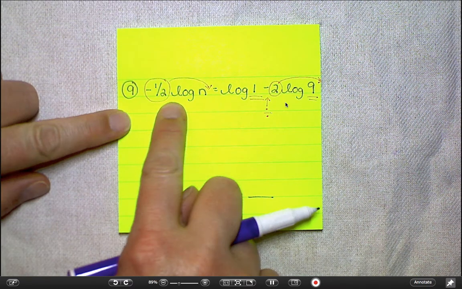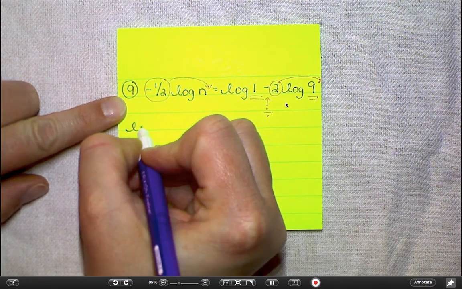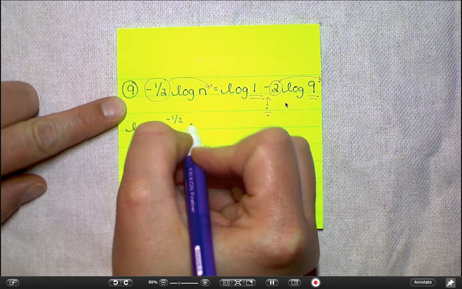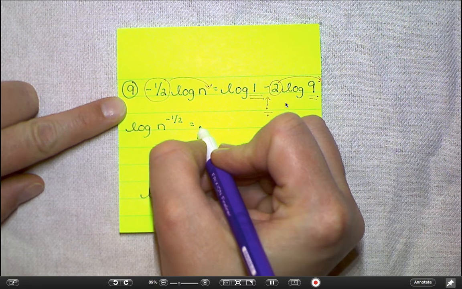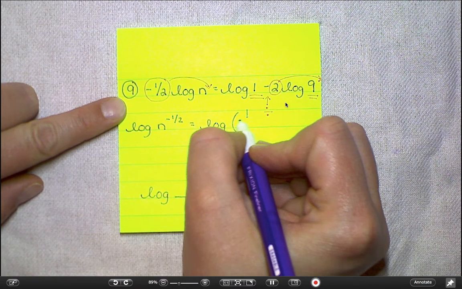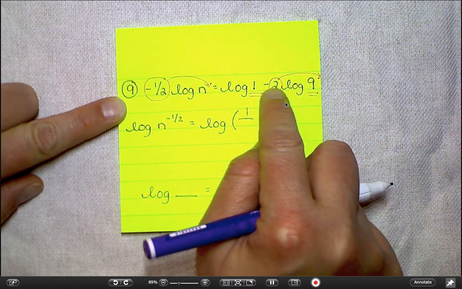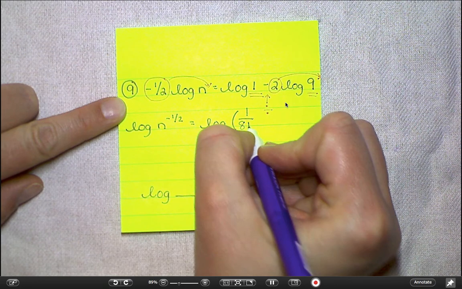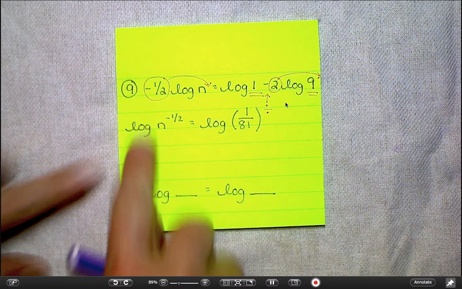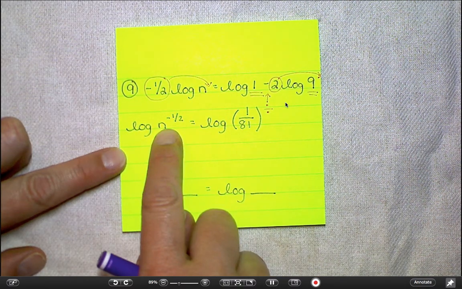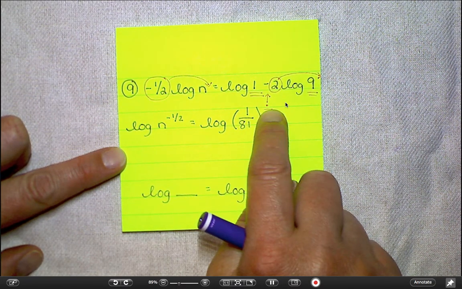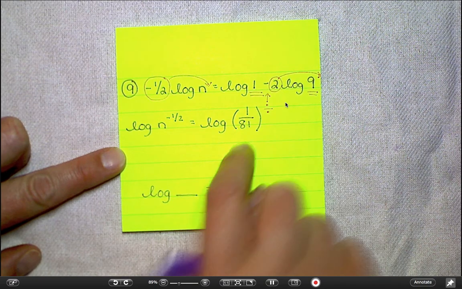So on the left side here, I'm going to rewrite this as log of n to the negative 1/2 equals, and then over here I'm going to write this as log of 1 divided by, and then this is going to be 9 to the 2nd power, so I'm going to make that an 81. Okay, so just to clarify where all of that came from, the negative 1/2 became an exponent up here. Here I made this a log of 1 divided by 9 squared, which is 81.